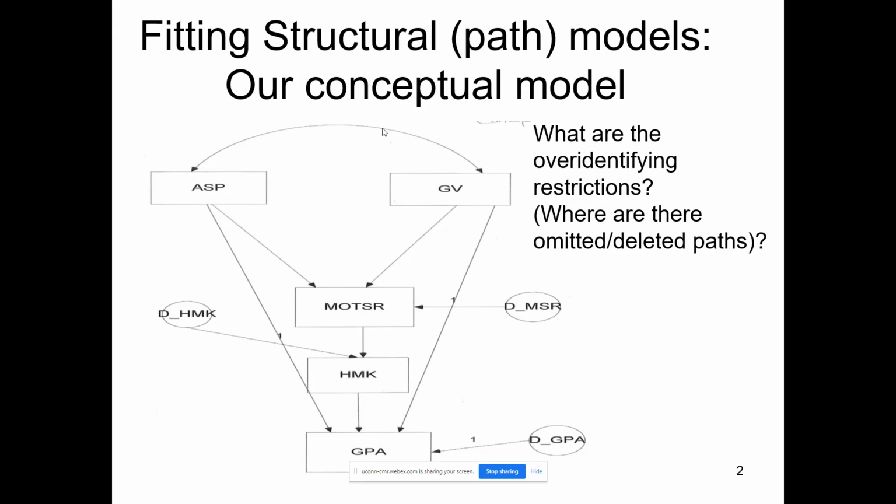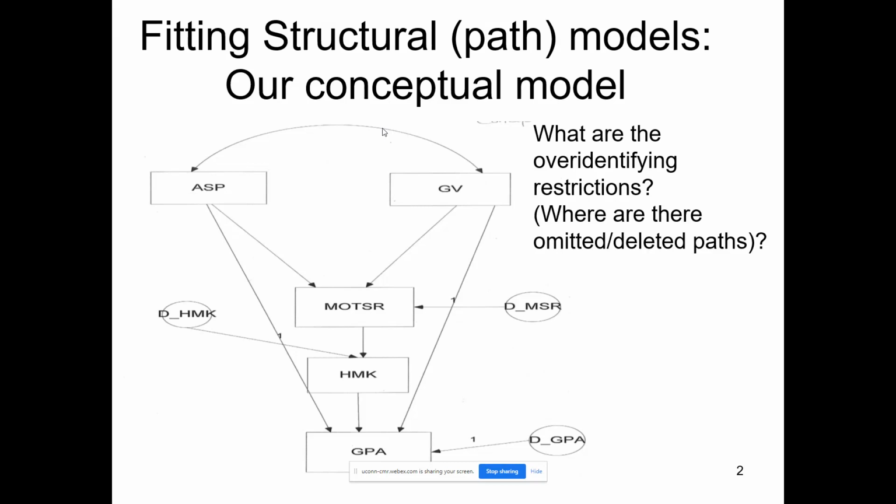And the same goes for goal valuation. You were right. There's no direct path from goal valuation to homework completion behavior. That's saying that valuing the goals of school makes me more motivated, and being more motivated makes me complete more homework. But after controlling for motivation, valuing the goals of school doesn't necessarily directly contribute to increased homework completion. Make sense? Okay, great.